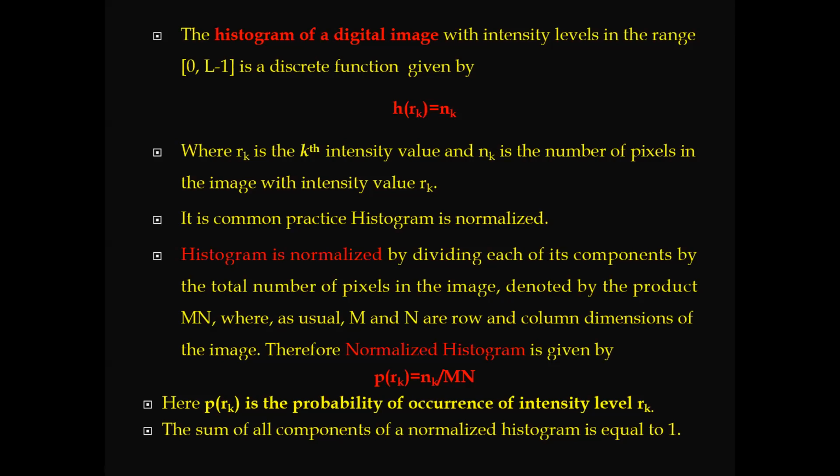The sum of all components of a normalized histogram is equal to 1. Once the histogram is normalized, if you compute the sum of all components present in the histogram, the sum will be equal to unity. That is the condition satisfied by the normalized histogram.